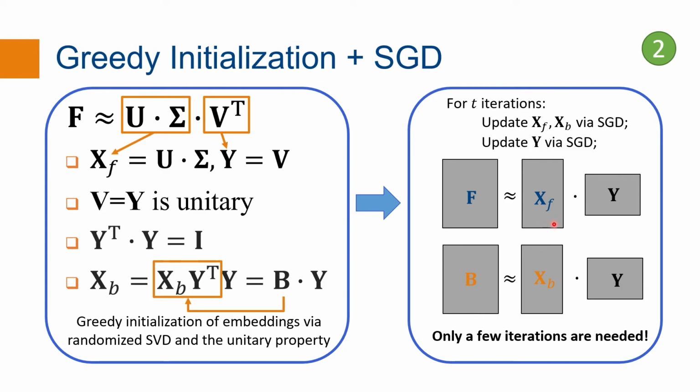On the right-hand side, here is how we do the iterations. We follow a general strategy of coordinate descent, which means you fix one thing and you update the other, and then you fix the other thing and update the first thing. So here we have two things to update. One is X forward and Y, the other is X backward and Y. Each of the updates is performed using a method called stochastic gradient descent. These are very common strategies used in machine learning.